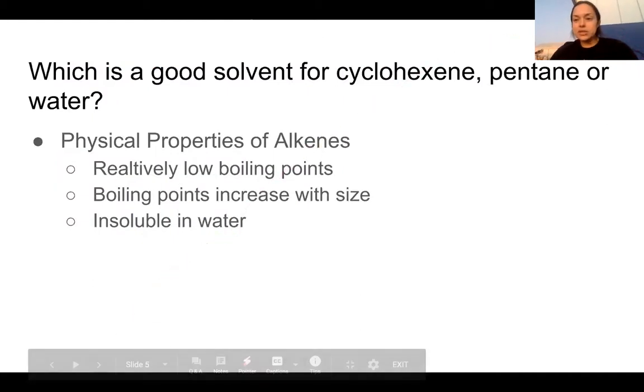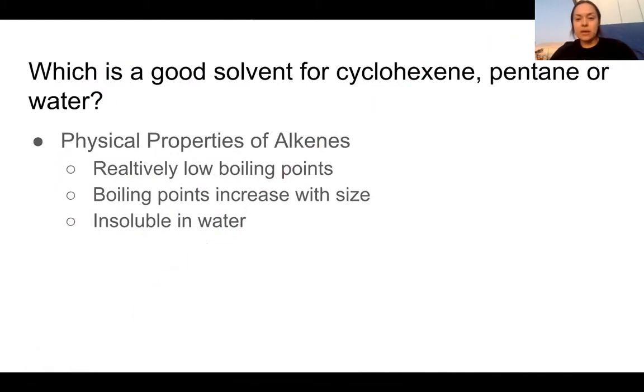So one of the questions was, which is a good solvent for cyclohexene? So 6-membered ring, double bond. Would it be pentane or water? Okay. So like I said, if you think of cyclohexene, all carbons, all hydrogens, all non-polar bonds, therefore only soluble in a non-polar solvent. So water would not be a good choice. So pentane is going to be the choice here.